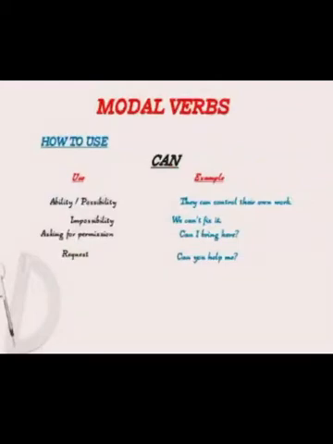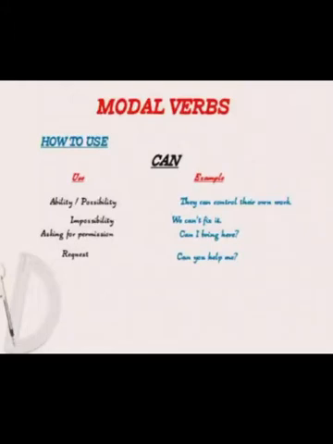Moving ahead to the third step, which talks about how to use these in a sentence. Here are some ways to understand these important auxiliary verbs better. So let's begin with the verb can. Here you will be able to understand its uses followed by an example.